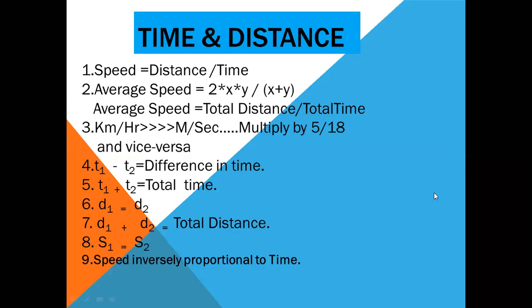Okay, we are starting this topic, and the name of this topic is time and distance. You can see the first formula: speed equals distance upon time. This is the most basic formula that you must have studied in your previous classes also. And the second formula is average speed, that is equal to 2 multiplied by x multiplied by y divided by x plus y.